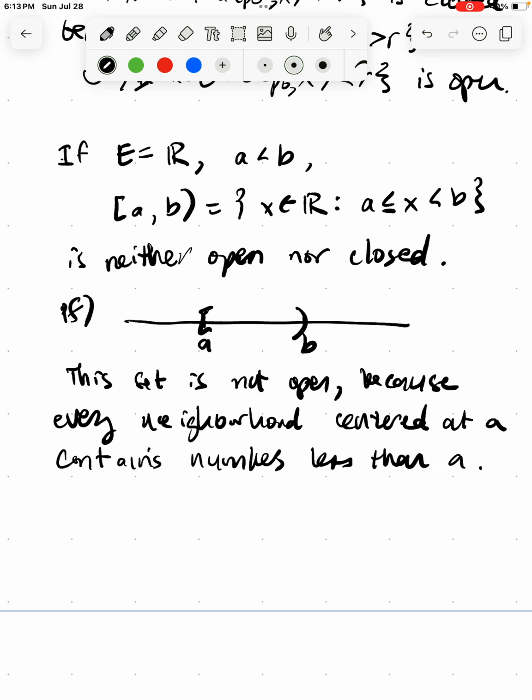So remember, we're looking at E equals R and this subset S. We're claiming that the subset S with the induced metric is not an open set. It's not open in E because there is a point, namely A, such that there is no open neighborhood centered at A that is a neighborhood of E that is completely contained in S.